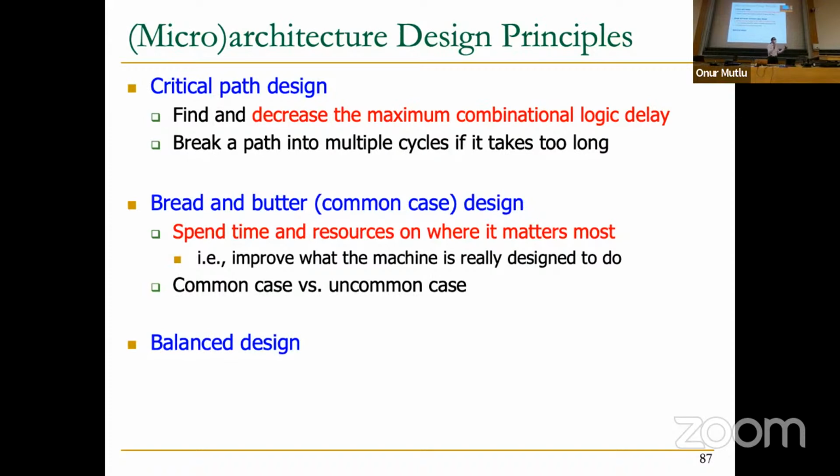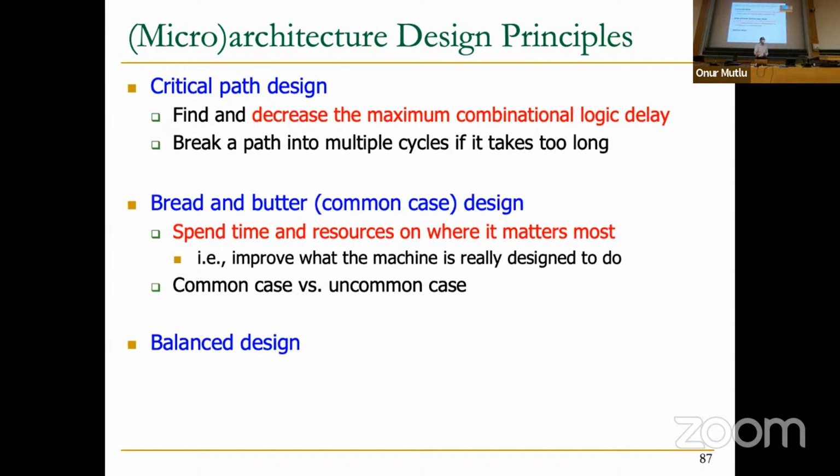But start focusing your efforts by looking at the 95%. Improve what the machine is really executing, for example. So this brings us to common case versus uncommon case. Optimize for the common case and make the uncommon case good enough so that it doesn't become the common case, let's say. Does that make sense? So that's the idea, basically.